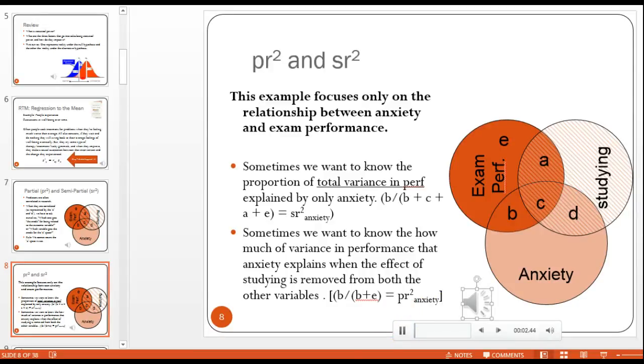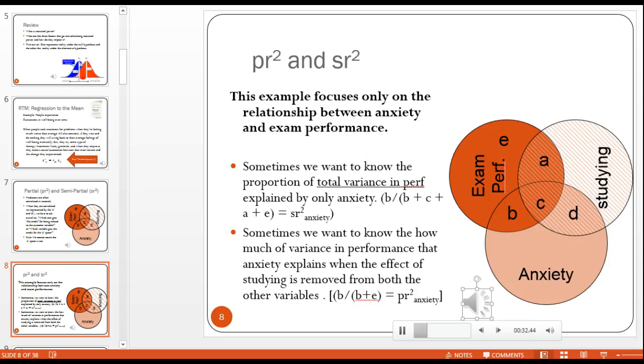There are two ways to parse the variance so that we can see the relationship between anxiety and exam performance when accounting for studying being in the model. I would say that the SR squared is the more important one, so that's the one I want you to really focus on, but just know that there is a partial, a PR squared, as well. So a PR squared is the partial, and the SR is the semi-partial.